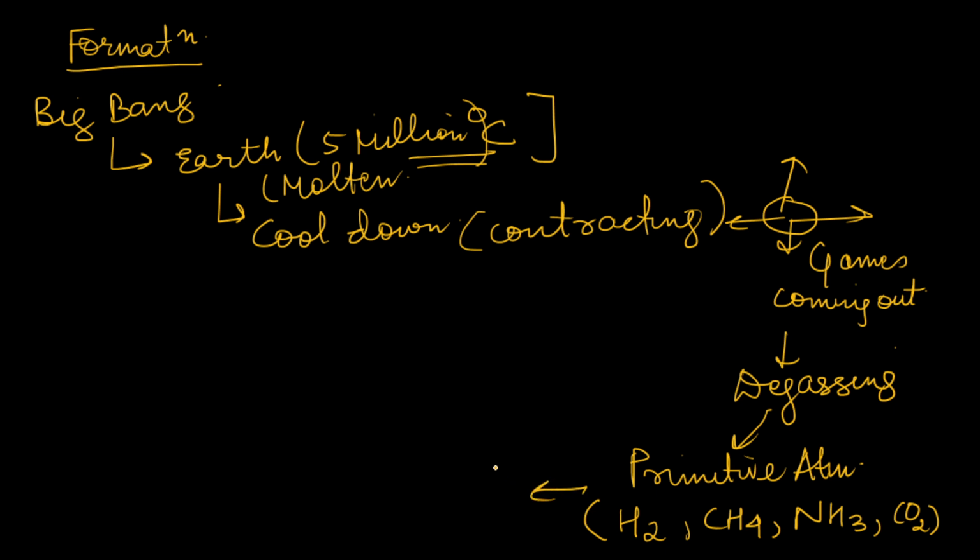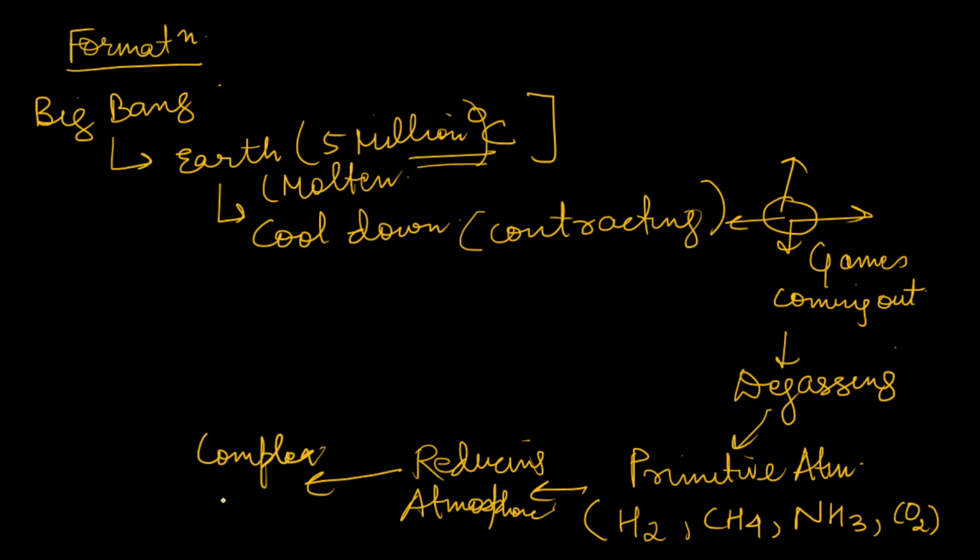This primitive atmosphere is also known as the reducing atmosphere. The atmosphere started to reduce. By this reduction, complex organic matter was developed, and due to the development of these complex organic matters, plants were developed.